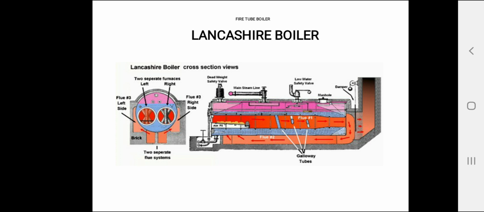The bottom of the shell is heated first and then its sides, and it is widely used in sugar mills. These are used in chemical plants, also used in power systems. Its maintenance is quite easy. Load fluctuation can be easily met due to large reserve capacity. It is highly used for high capacity. So this is about the Lancashire boiler.